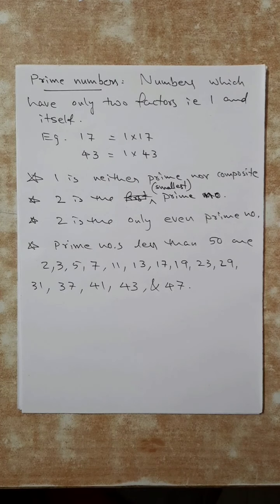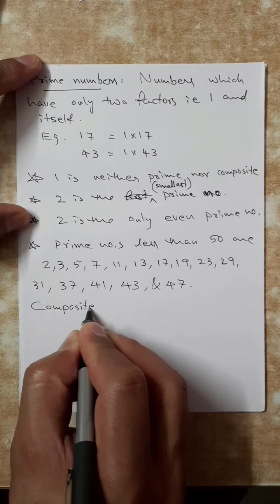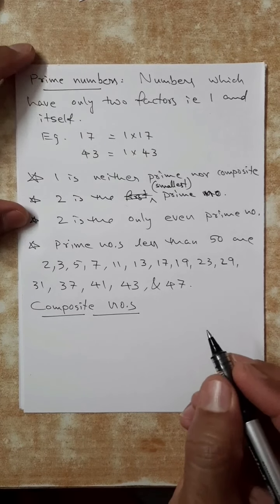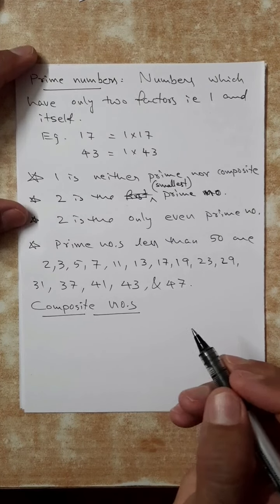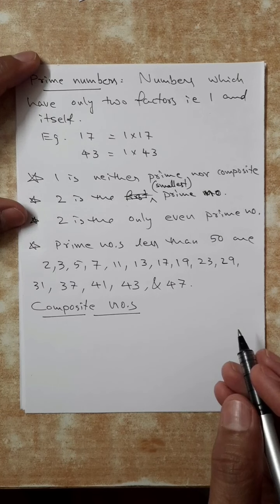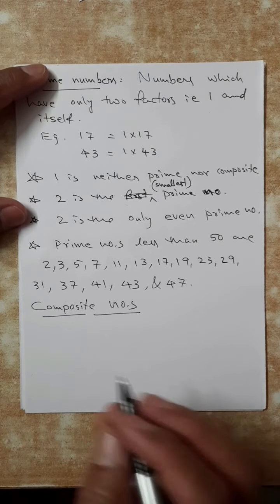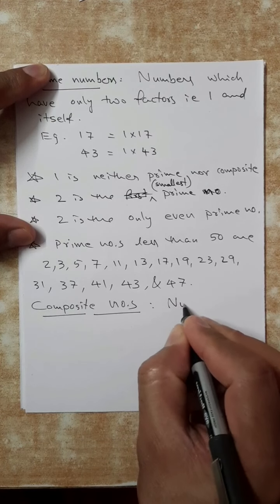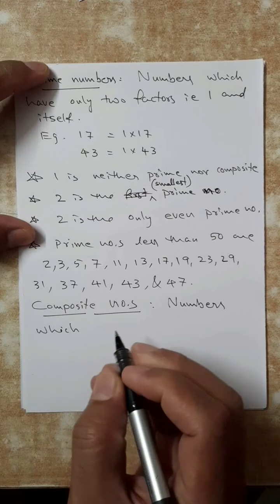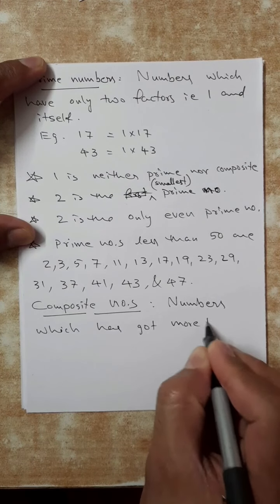Next, composite numbers. Composite numbers means numbers which are not prime. That only we can say. Yeah, we can say simply opposite. Numbers which have got more than 2 factors. Only one and itself means a prime number. Anything other than that 2 factors means the composite numbers. We can say numbers which has got more than 2 factors.